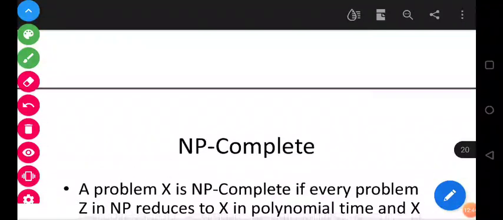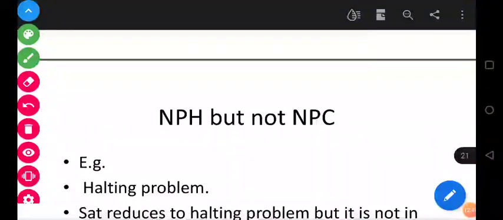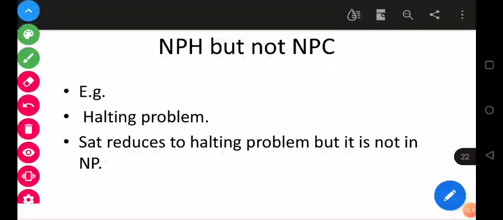Now there is an alternative problem which is NP hard but not in NP, that is the halting problem. So satisfiability reduces to the halting problem, but the halting problem is not in NP. Thus the halting problem is in NPH but not in NPC.